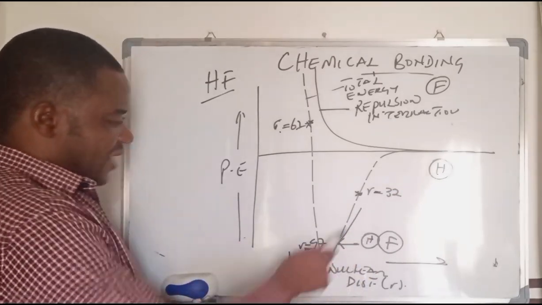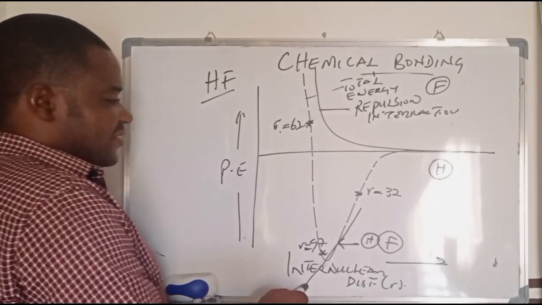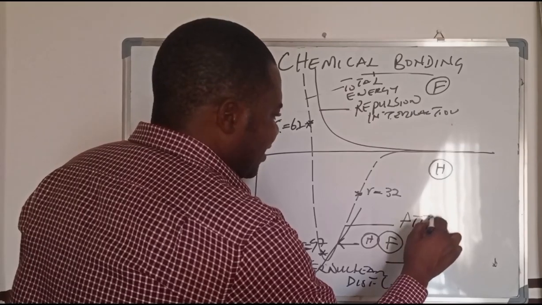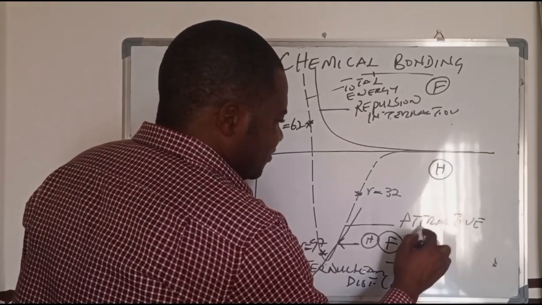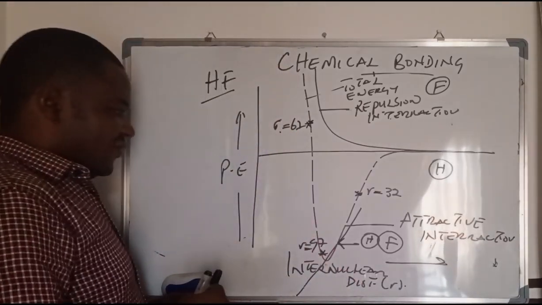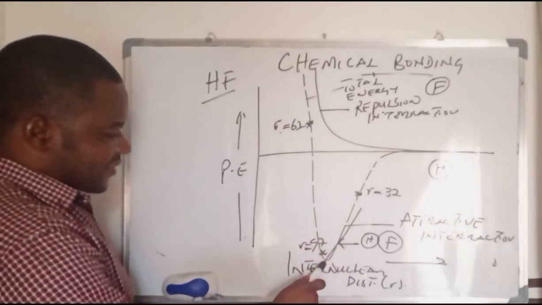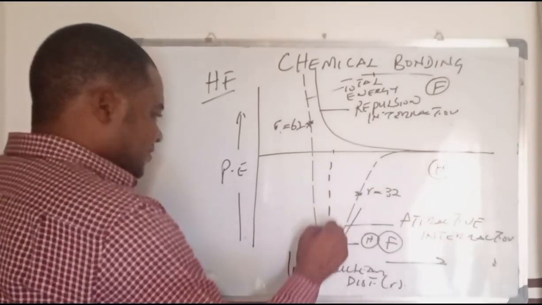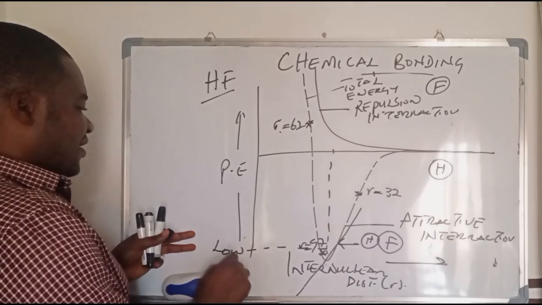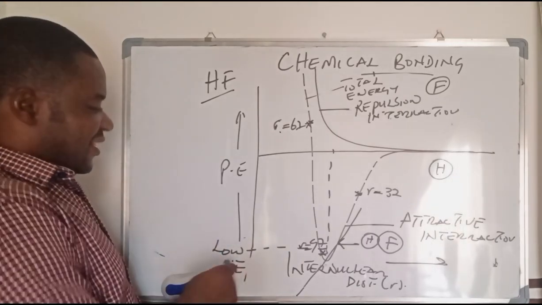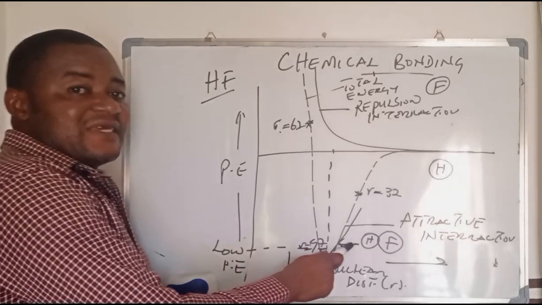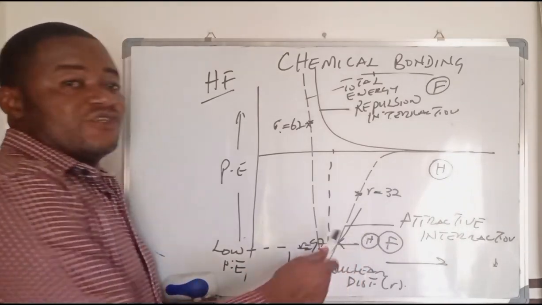Now, at this point where you have this tangent drawn here, it shows rather an attractive interaction. See? So at this point where you have this particular tangent, you can see that it has a very low potential energy. So the system internal energy is very, very low at this point. At this very lowest energy, hydrogen can easily bond with fluorine to form hydrogen fluoride.